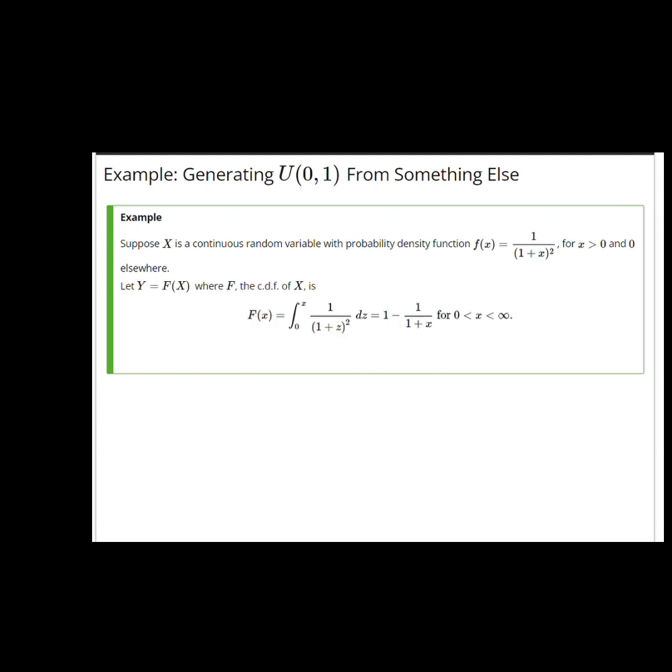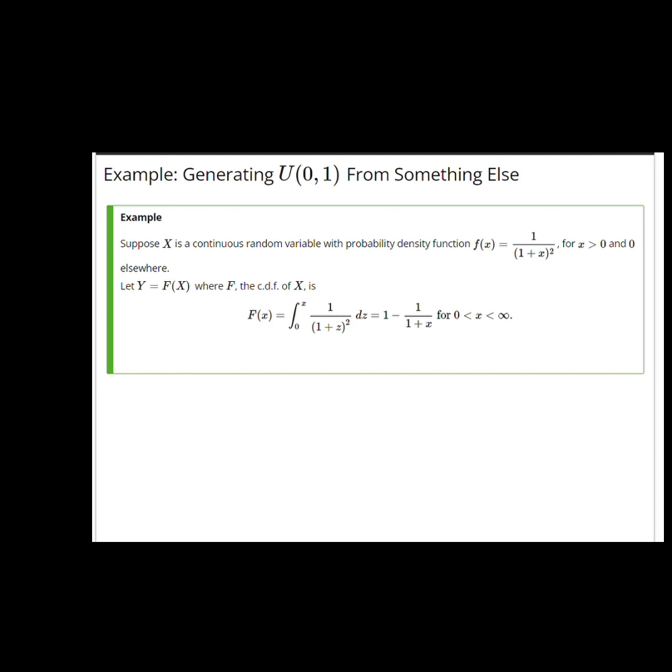Consider the random variable Y equal to capital F of X. Notice that the random variable X has CDF capital F. So the transformation, the new random variable Y, depends not only on the random variable X, but on the CDF of that random variable, capital F.